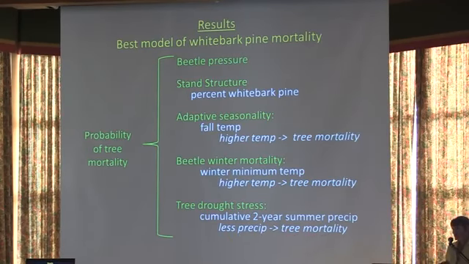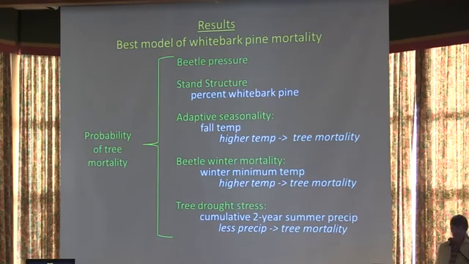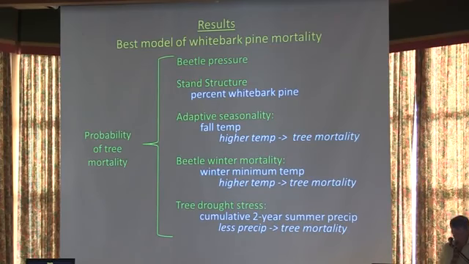Adaptive seasonality was best represented by the average fall temperature. Warmer temperatures led to a greater chance of tree mortality. Beetle winter mortality was best represented by winter average temperature. Again, higher temperatures led to more tree mortality. Both of these plateau, so the curve goes up and then plateaus, where increasing the temperature has no more effect. In the winter, that makes sense. The beetles have survived, so any more, they've all survived.